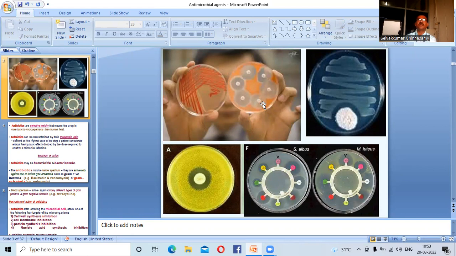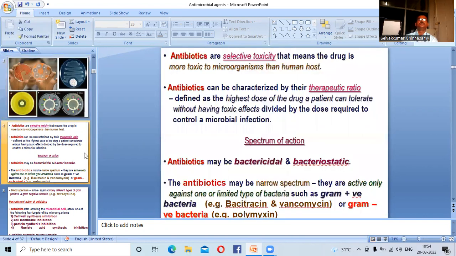The zone of inhibition indicates the antibiotic's effectiveness. Antibiotics have selective toxicity. That means the drug should not affect the host, and should always be toxic to the microorganisms. Antibiotics can be characterized by their therapeutic ratio: the highest dose of drug a patient can tolerate without any side effects, compared to the minimal dose required for control of microorganisms.